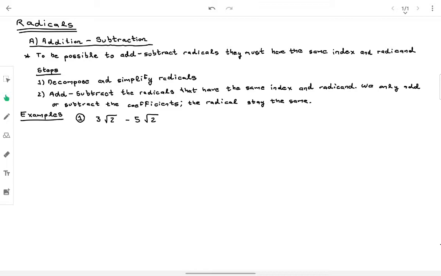The first one is going to be very simple. We have 3 square root of 2 minus 5 square root of 2. So in this one, of course, the radicals are exactly the same. The index is square. The number inside the radical is number 2, so we can add or subtract the coefficients. In this case, 3 minus 5 equals minus 2. So that means this specific 3 minus 5 is going to be minus 2 that multiplies the square root of 2. And that will be my answer.